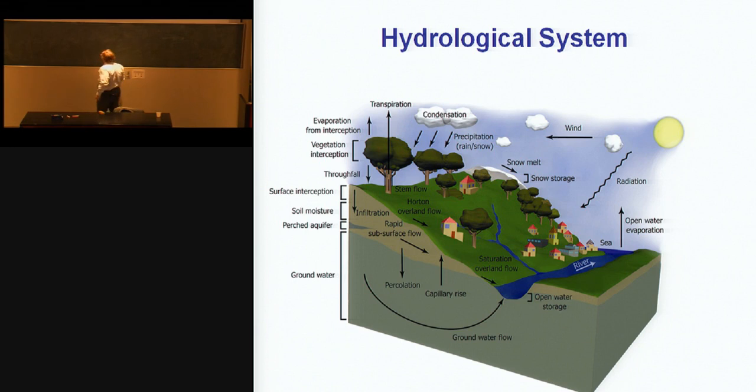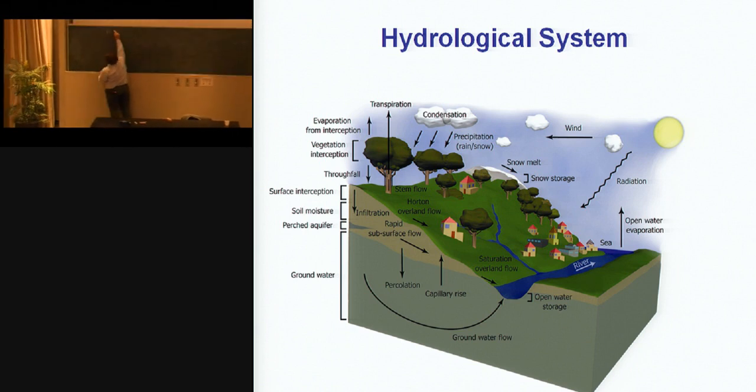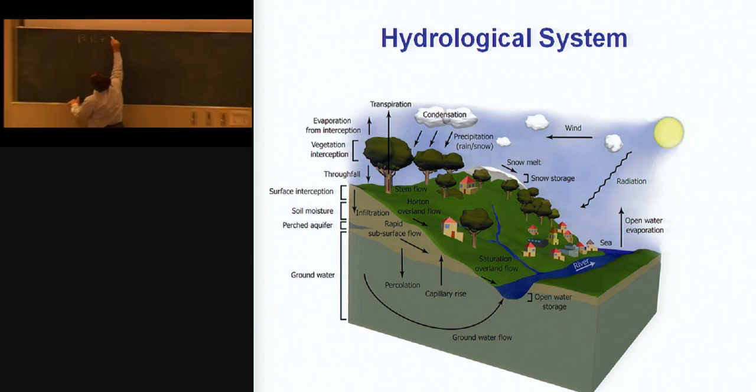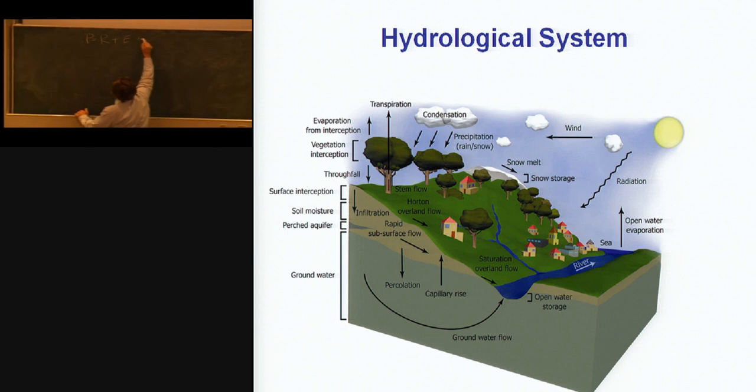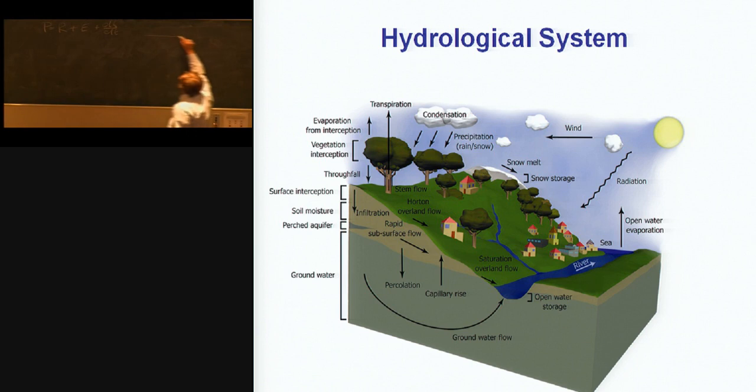So first I write down the water balance equation. Again, precipitation equals runoff plus evaporation plus dS/dt. And when you wake up in the middle of the night, from now on, you always remember that equation. Let's try to illustrate that on a hill slope.